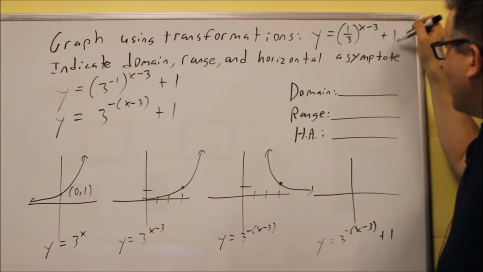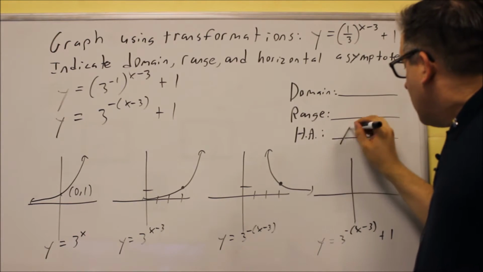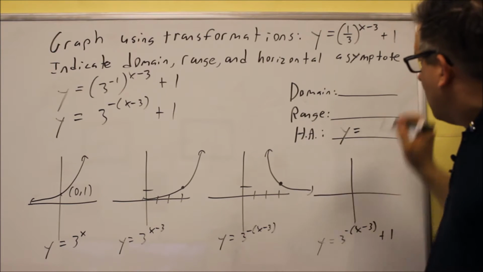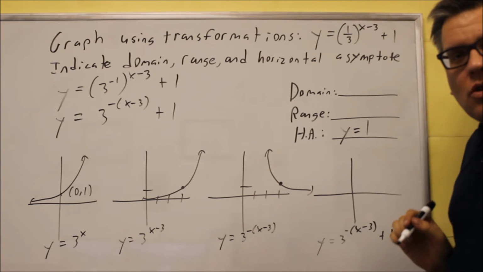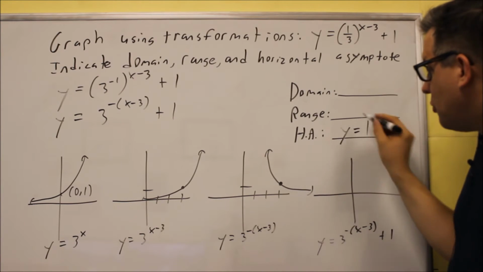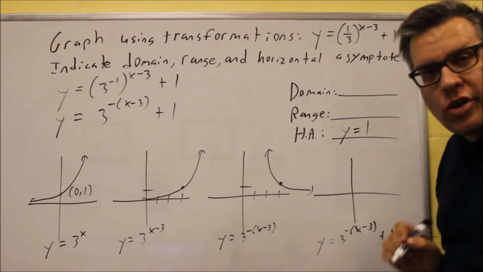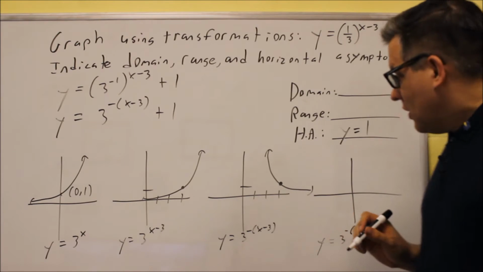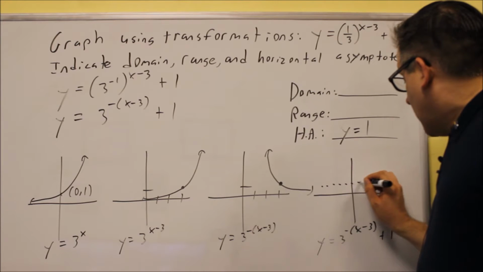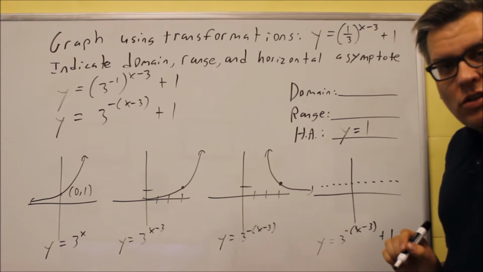The 1 in the end here, that's always going to be your horizontal asymptote. So whatever number is after the exponent position, that's what you put in. Remember, when you do your horizontal asymptote, you do need to make sure you put the y equals in there, because it is an equation of a line. So we have y equals 1 there. And we can show that on our graph with a dotted line just like that.